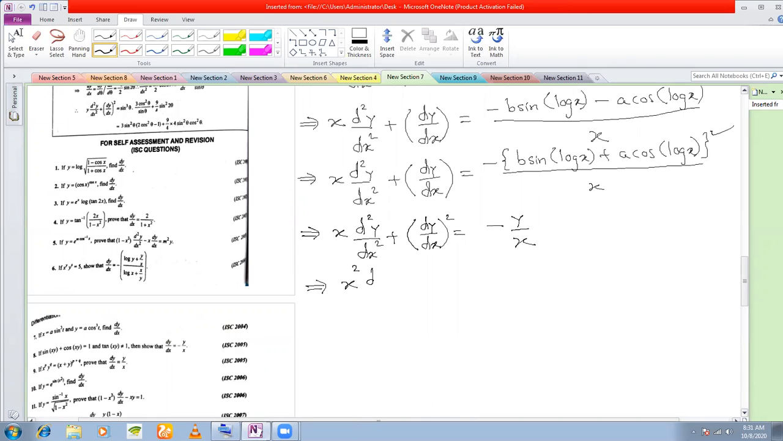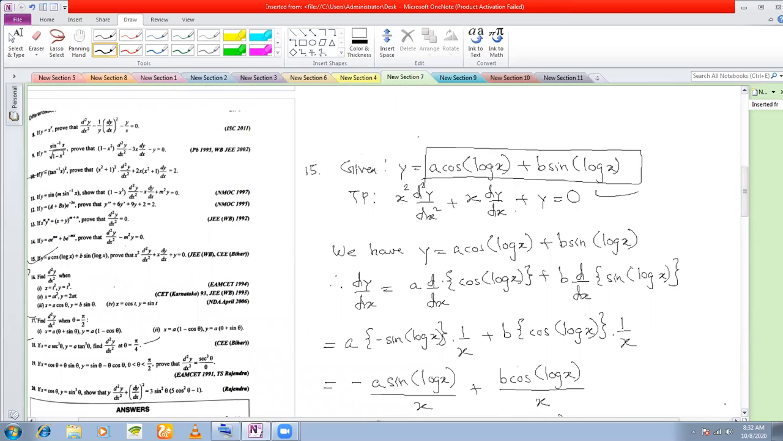You get x square d2y dx2 plus x dy dx, not square, this is not square. Why have I written square here? Minus x dy dx is equal to minus y. So therefore, you have x square d2y dx2 plus x dy dx plus y is equal to 0, which is our required proof. Check. This is our required proof, right?